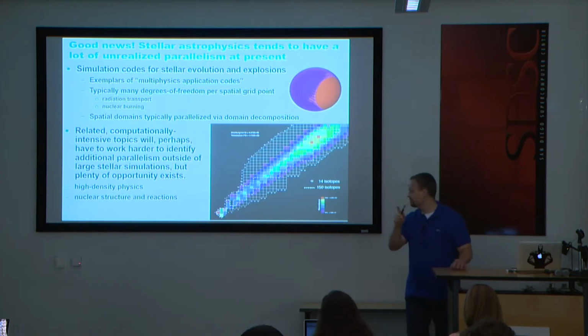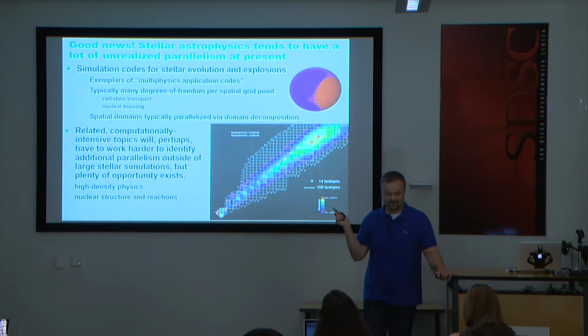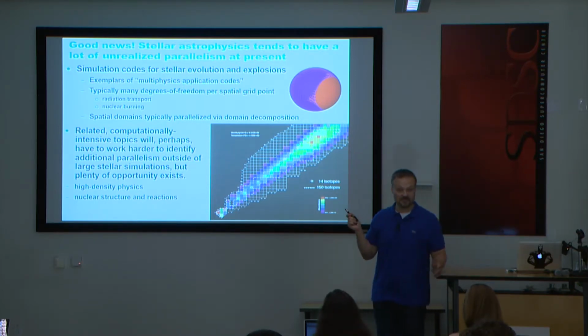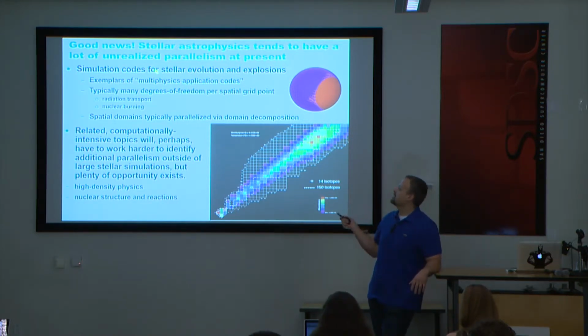But there's good news. Stellar astrophysics especially, explosion mechanism modeling for any number of things, stellar evolution, nucleosynthesis calculations, they're just absolutely rife with unrealized parallelism. There's tons of parallelism to be had in these problems because there's usually multiple degrees of freedom at every grid point that you've busted up via domain decomposition. All right? They're the exemplars of multiphysics application code. There's hardly anything more multiphysics than a supernova simulation.